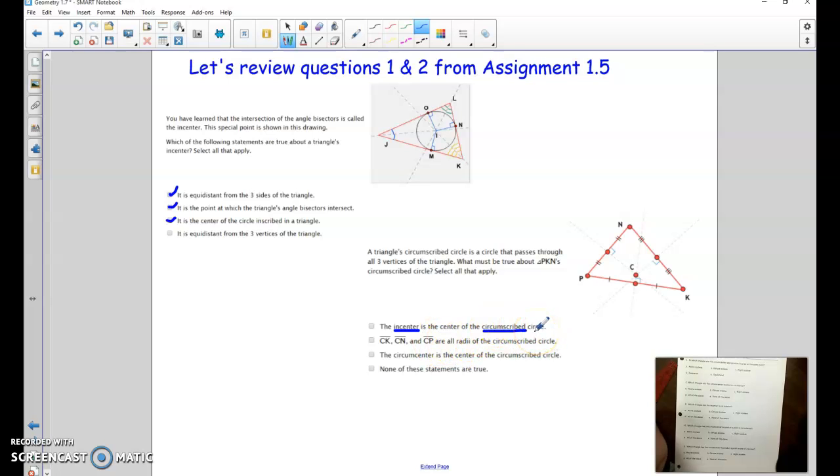So that is incorrect. The second one says that segments CK, CN, and CP are all radii of the circumscribed circle. And that is correct. If we had a circle that went through these vertices, then C to P, C to N, and C to K would all be radii of that circle. That is correct. The circumcenter is the center of the circumscribed circle. Yes, circumcenter goes with circumscribed. And so obviously the last one, none of these statements are true, would not be correct.